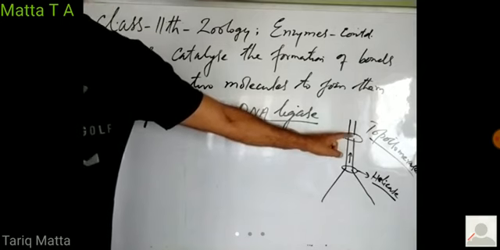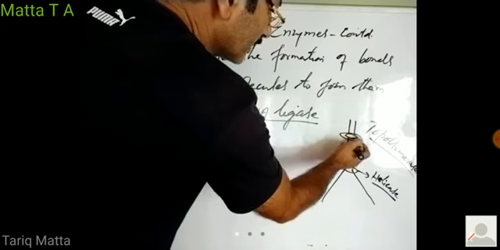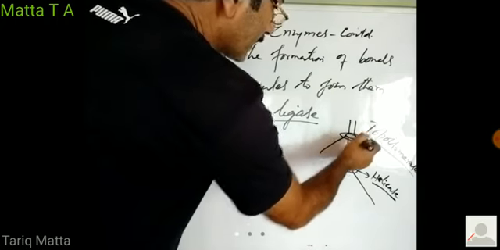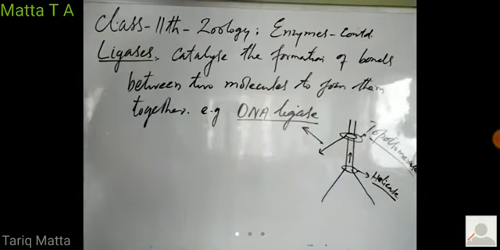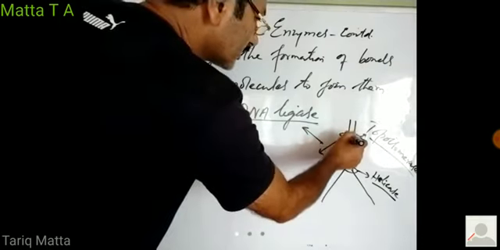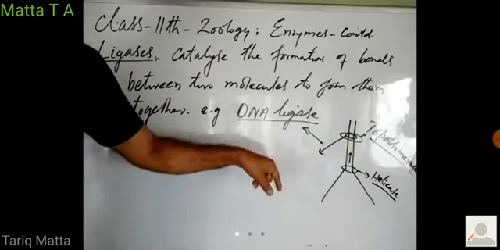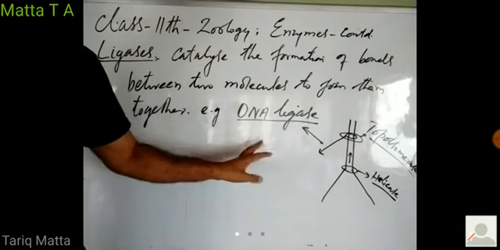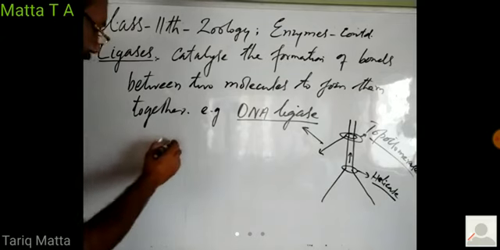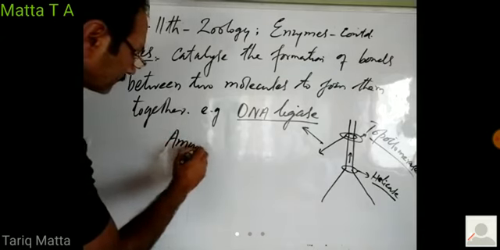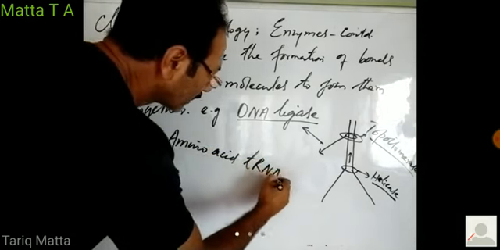Then these cut DNA strands are again joined together by the help of an enzyme known as DNA ligase. So DNA ligase rejoins these cut DNA strands, right? So it joins two molecules together by the formation of bonds between them. So this is DNA ligase. Similarly, you might have heard about amino acid tRNA ligase.